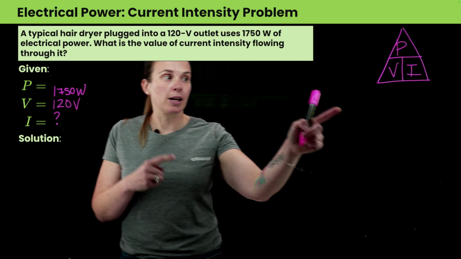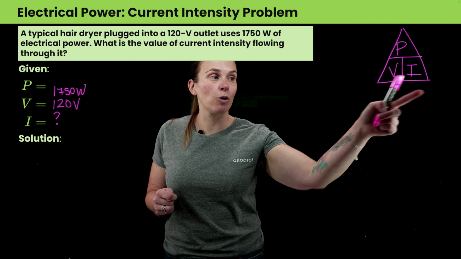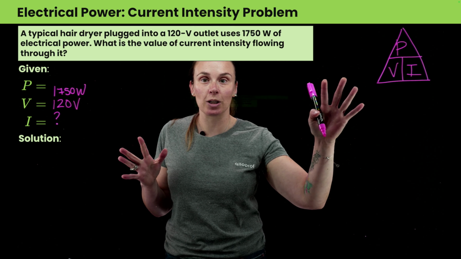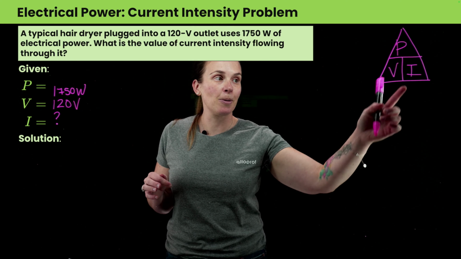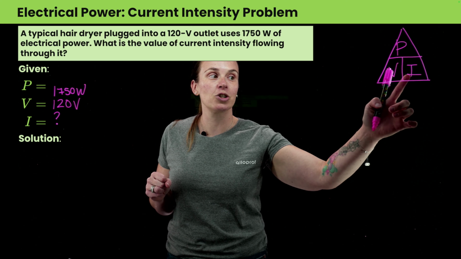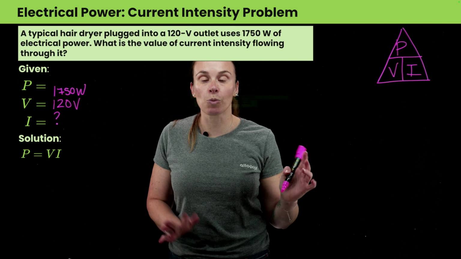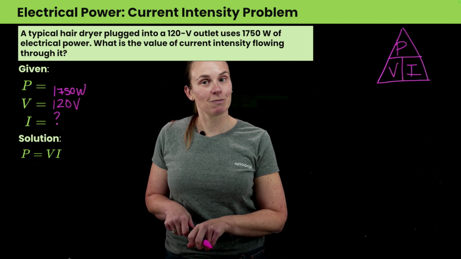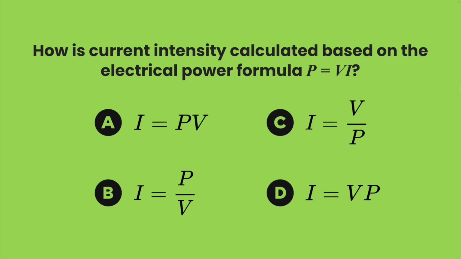So again, we're going to go over to our pyramid for our formula to help us manipulate it. In this case, remember that power is equal to voltage times intensity. So we're going to look at that relationship and how we manipulate it. How is current intensity calculated based on the electrical power formula P is equal to V times I?